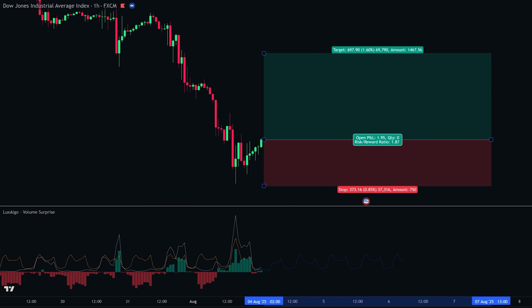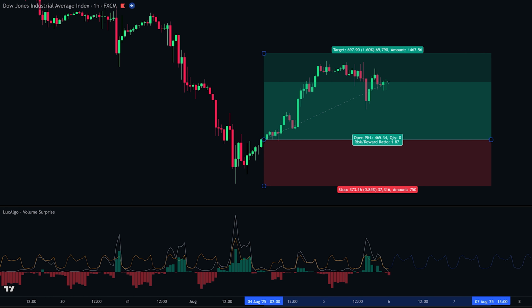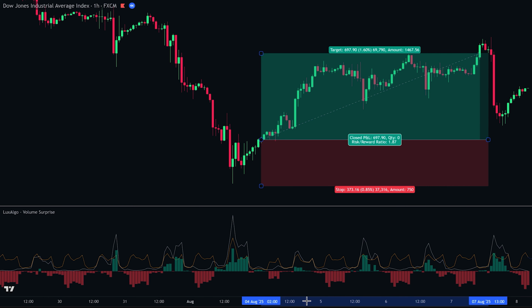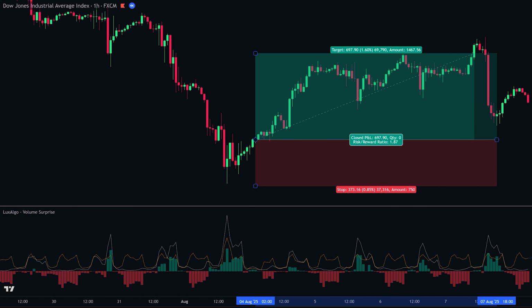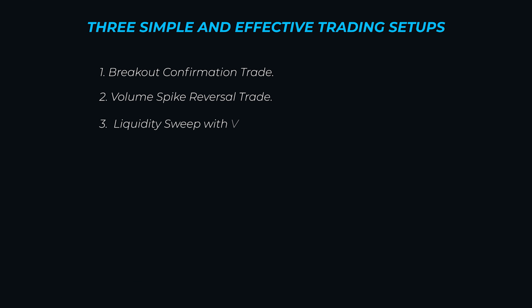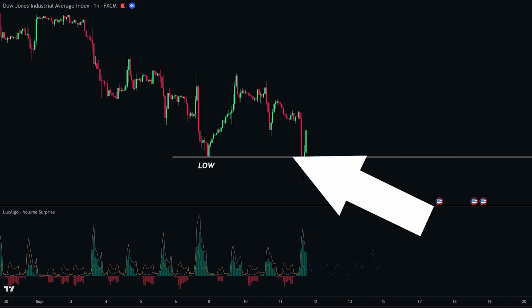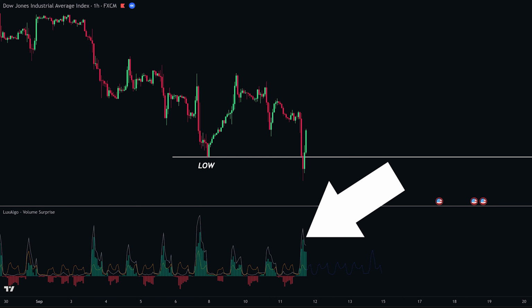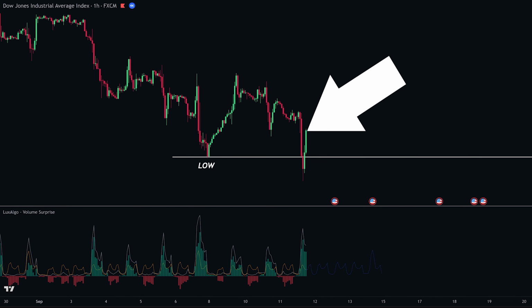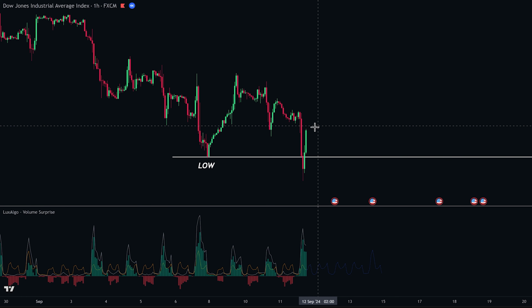This setup works especially well around news releases or session overlaps, when institutions enter and exit aggressively, leaving visible spikes in volume. Setup 3. Liquidity Sweep with Volume Confirmation. For a buy setup, wait for price to sweep below a previous low and show a strong green volume spike. Then, look for it to close back above the low. Enter your buy on the confirmation candle.